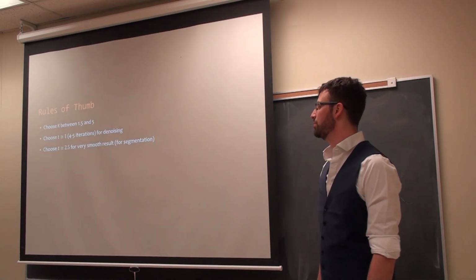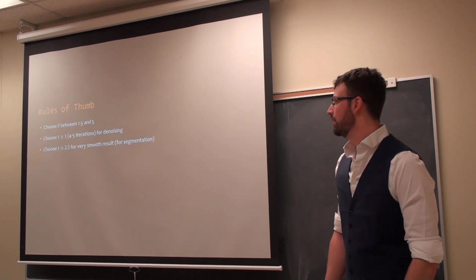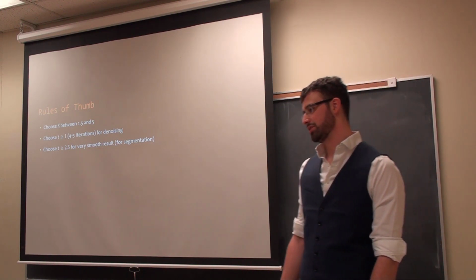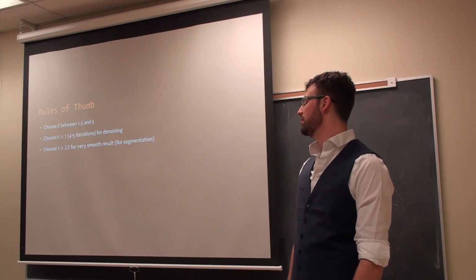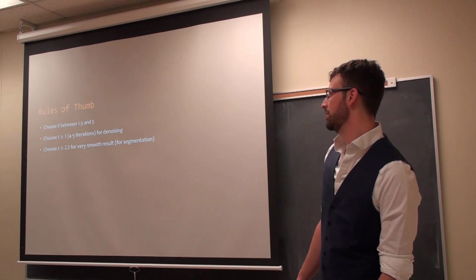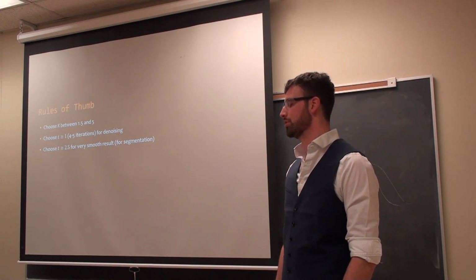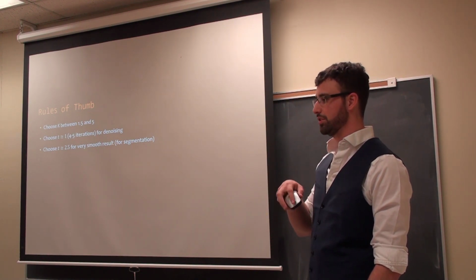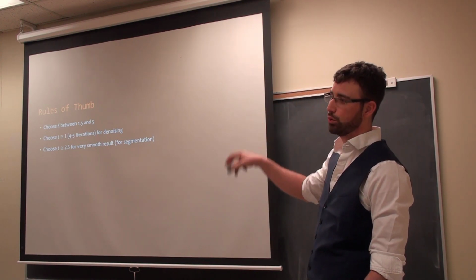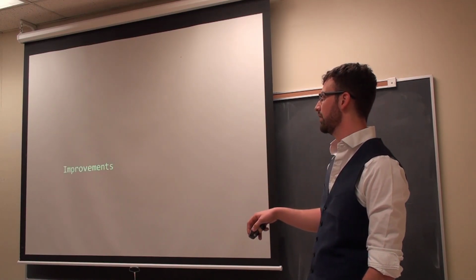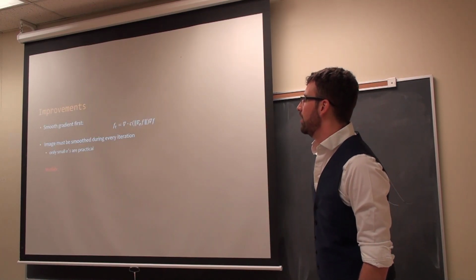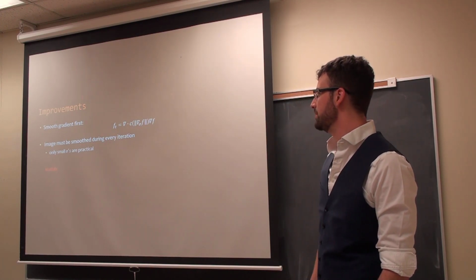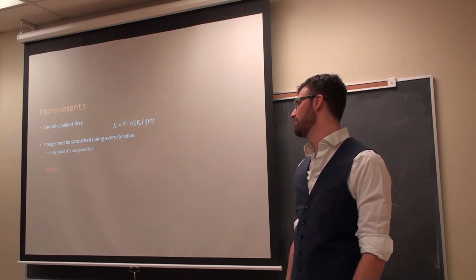Rule of thumb, choose a k between 1.5 and 5. Choose t to be approximately 1, which is 4 to 5 iterations for denoising, and choose t to be approximately 2.5 for very smooth results. The equations that I do for MATLAB function a little bit differently, but he's basically talking about the implementation for his code, which I think I might have accidentally removed. So we're going to smooth the gradient first. The image must be smoothed during every iteration, and only small sigmas are practical.